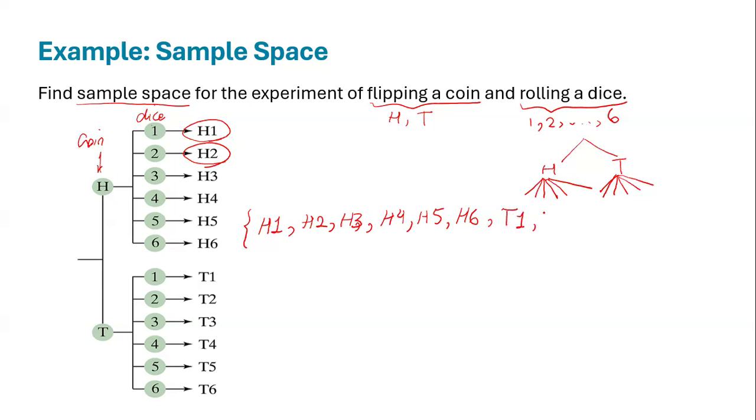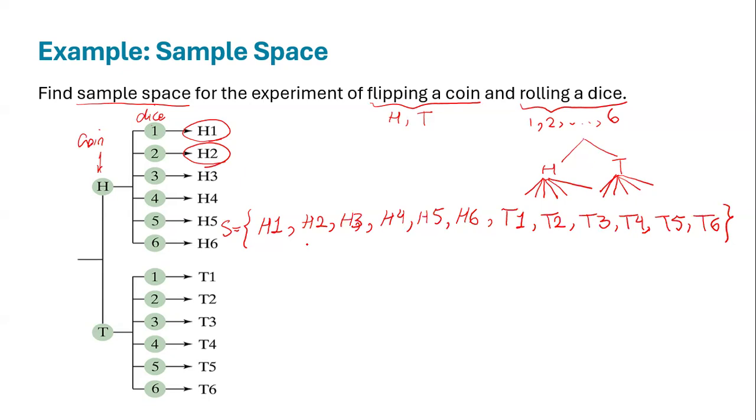So 1, tail 2, tail 3, tail 4, and tail 5, tail 6. These are all the possible outcomes. And I show the sample space usually with letter S. And as you see, the sample space in this experiment has 12 outcomes.